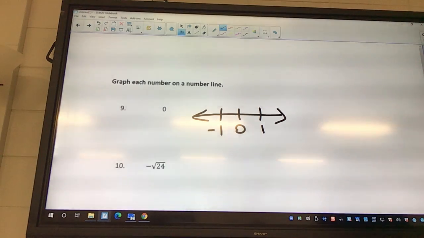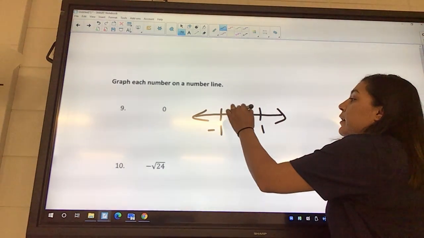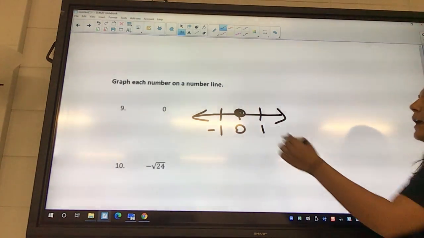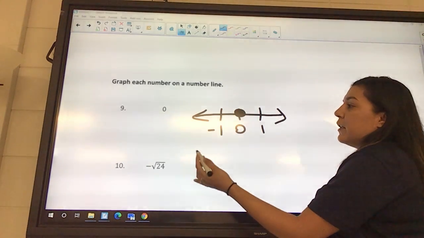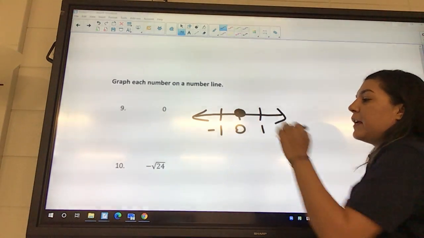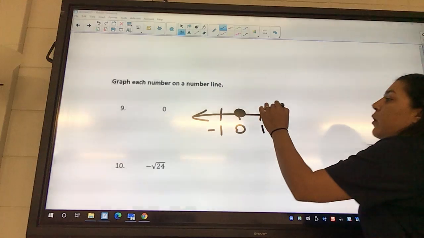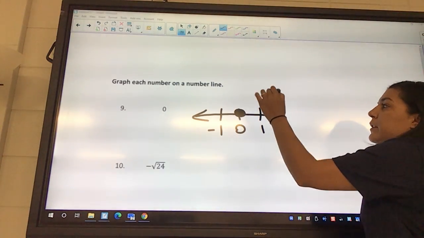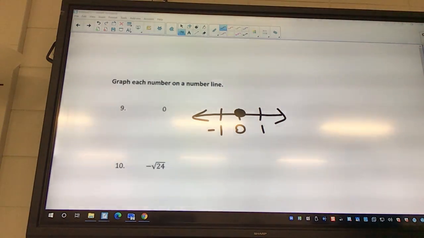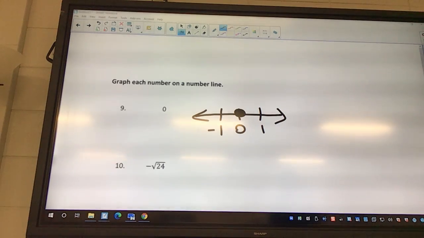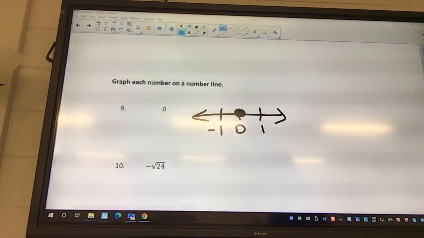Then all you have to do is put your dot on here, and in algebra, you really have to indicate what that number is. We can tell that it's exactly on that tick mark, but if it was like 1.5, you'd put a dot and write above it 1.5. That way whoever reads it can tell exactly what that number is.